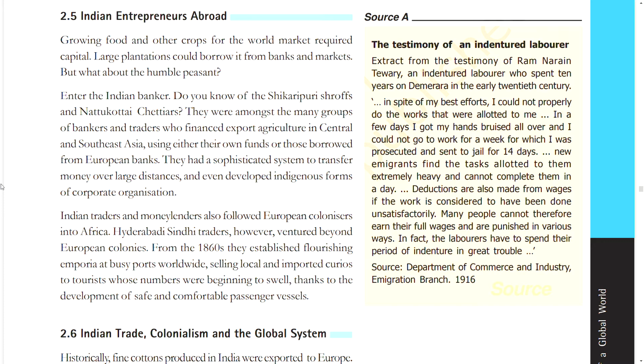New immigrants find the task allotted to them extremely heavy and cannot complete them in a day. Deductions are also made from wages if the work is considered to have been done unsatisfactorily. Many people cannot therefore earn their full wages and are punished in various ways. In fact, the laborers have to spend their period of indenture in great trouble. Source: Department of Commerce and Industry, Immigration Branch, 1916.